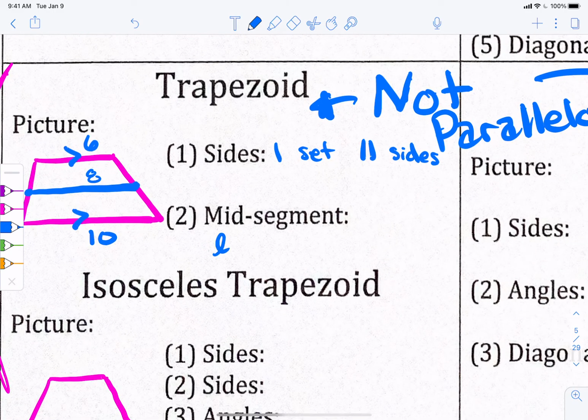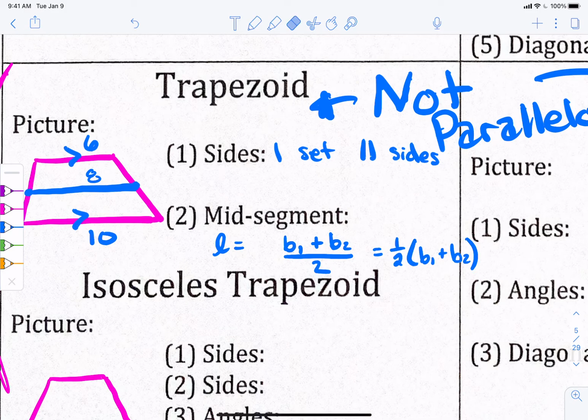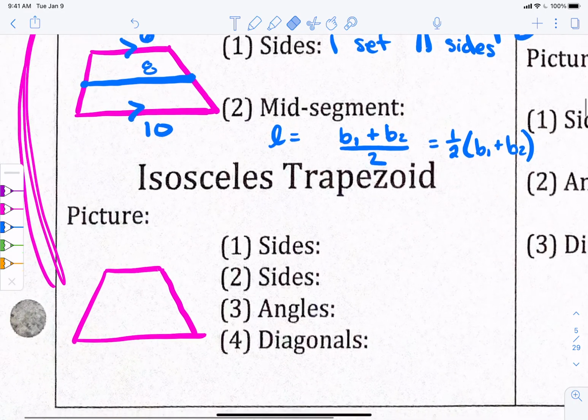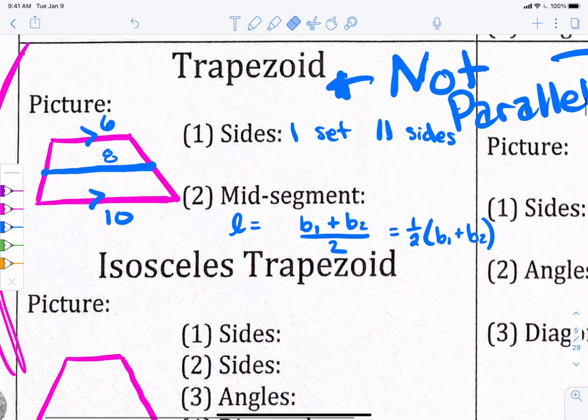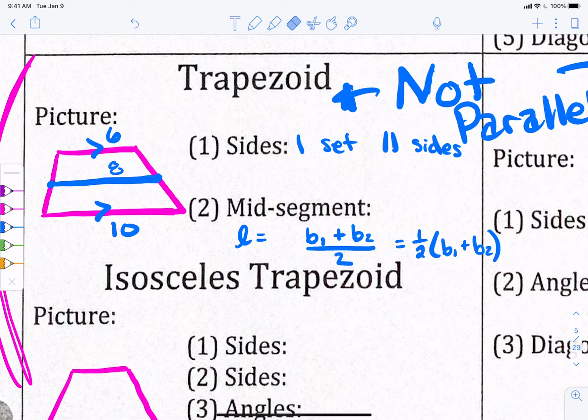To find the length of the mid-segment, you take the first base, you add it to the second base, and you divide by 2. That's like finding the average of the two, right? 6 plus 10 is 16, divided by 2 is 8. So B1 plus B2 divided by 2. I think I wrote the formula this morning as 1/2 of B1 plus B2. So if you like it written like that instead, that's okay as well. Sure. Then just write it as B1 plus B2 divided by 2. There's that. All right, moving on. Wait, can you go back up? Sure. Okay, thank you.